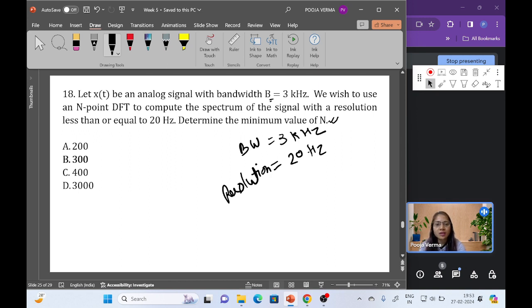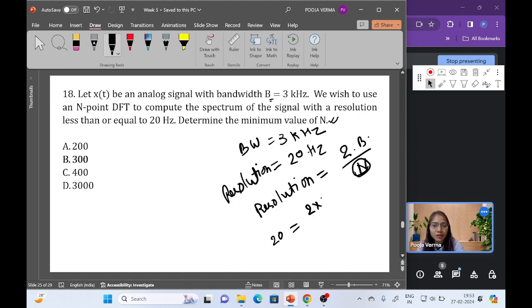So how are these terms related to each other? There is one formula: resolution is equal to 2 into b divided by n, that is, 2 multiplied by bandwidth divided by n. Here resolution is given, bandwidth is given, and we need to find the minimum value of n. So resolution is 20 Hz and bandwidth is 3 kilohertz: 2 into 3 kilohertz divided by n.